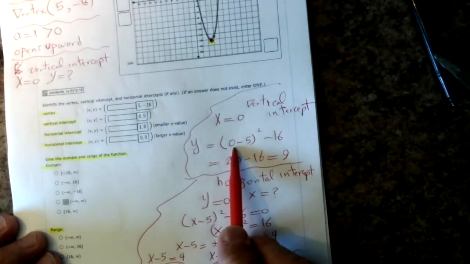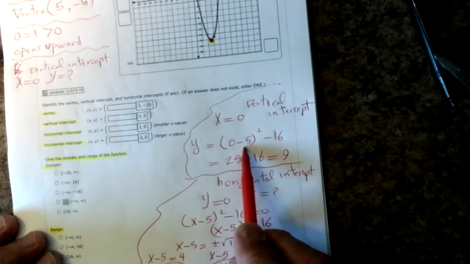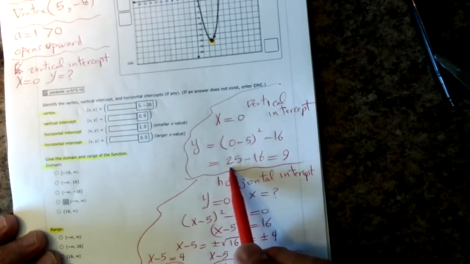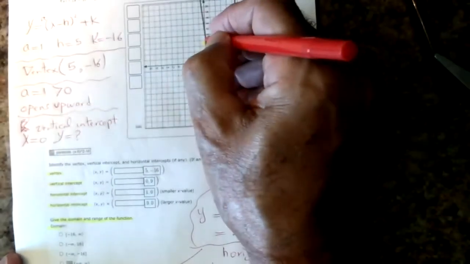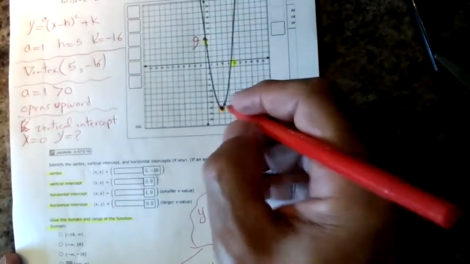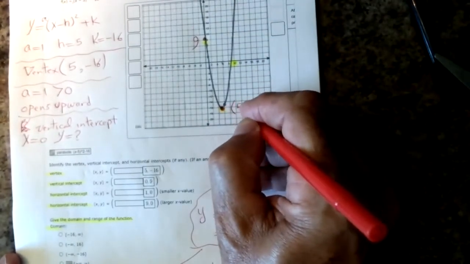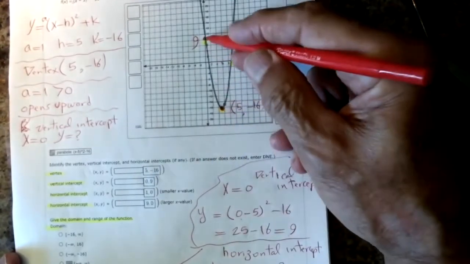You put 0 for x, so then in the parentheses, I have just -5 to the power of 2, which is positive 25, because this is -5 times -5, so it becomes positive. So y is 9. This is this point. So I find 9, and I already have this point, which is 5 and -16, right? So I connect these 2 points.